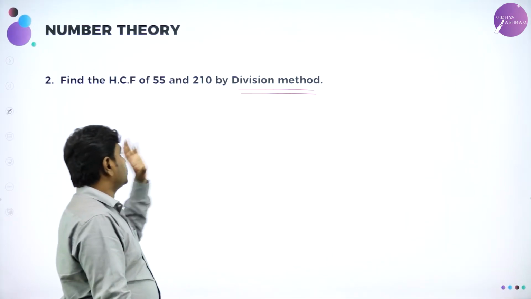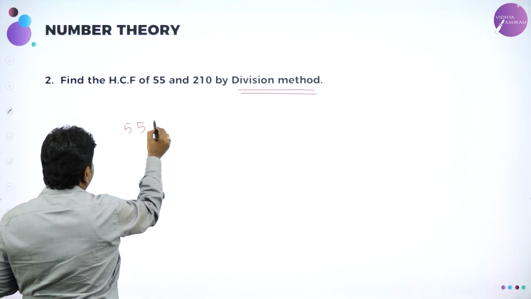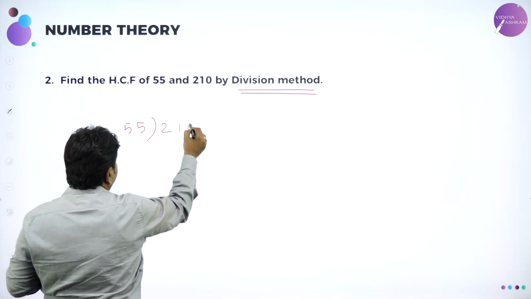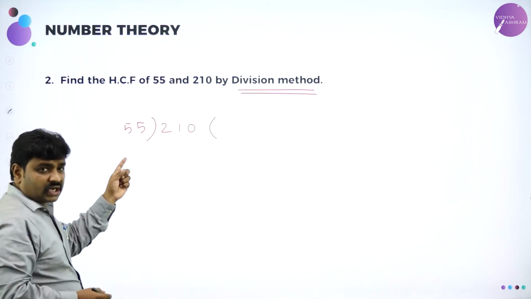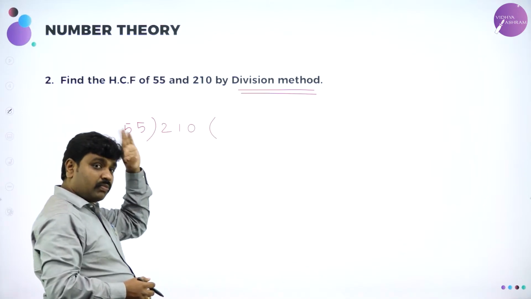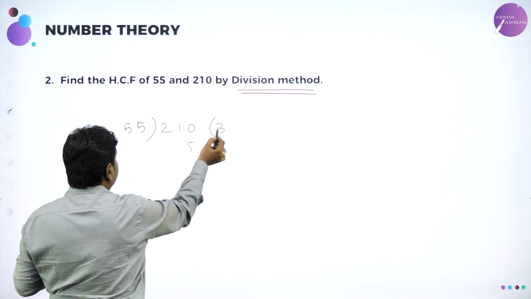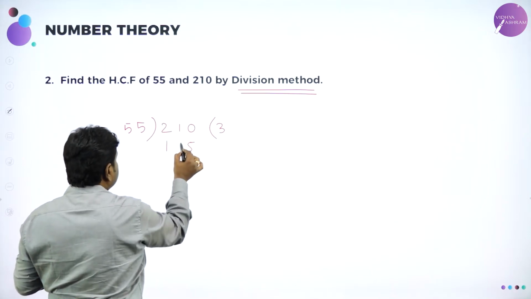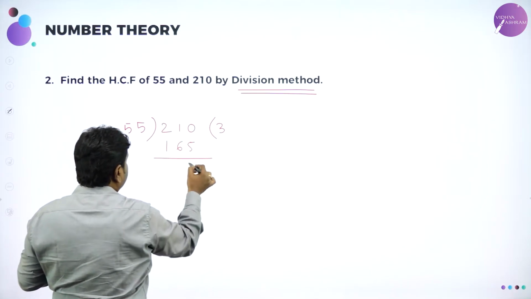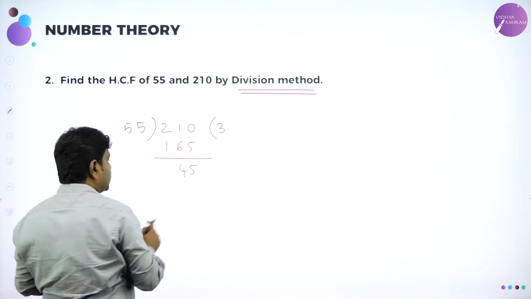So let us see. Out of 55 and 210, 55 is the smaller number, take it as divisor and keep dividing 210. 55 2s are 110, 55 4s if I take, will become more. So I'll take 55 3s are 165. Subtract, 210 minus 165, 45 is the remainder.